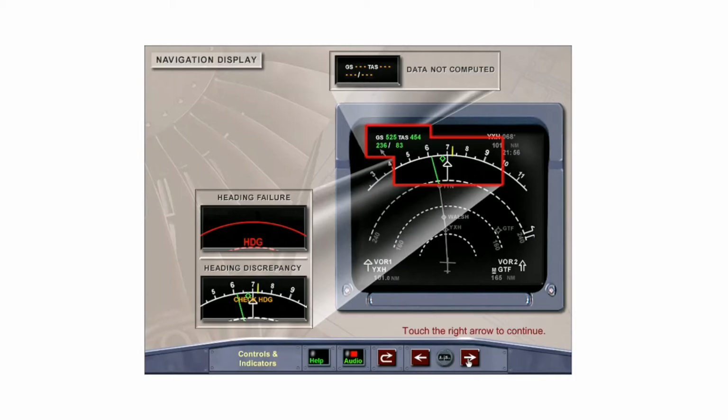The navigation display will replace ground speed, true airspeed, and wind data with dashes if the associated data cannot be computed. As on the primary flight display, for a heading failure the heading graduations disappear and a red heading flag is displayed. A check heading message is displayed for discrepancies greater than 5 degrees between the captain and first officer's displays.